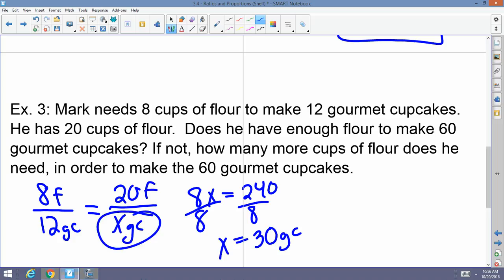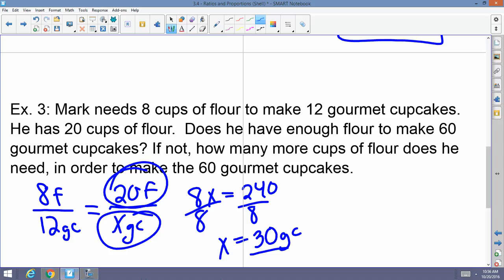So do I have enough flour? No. So how many more cups of flour does he need? Okay, exactly. I got 30. I need to double it, right? So that means I need to double the amount of flour.